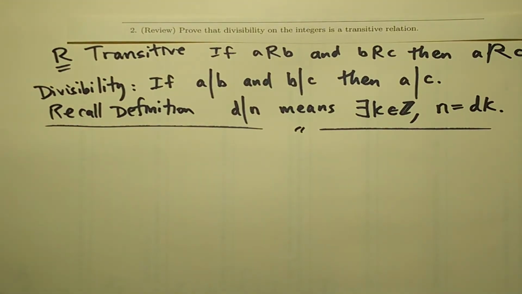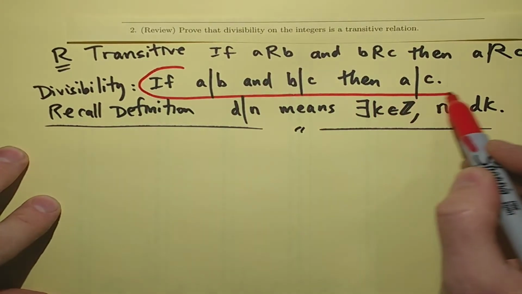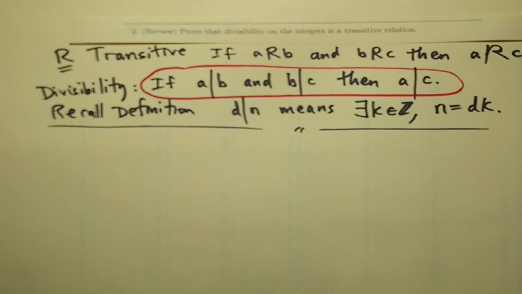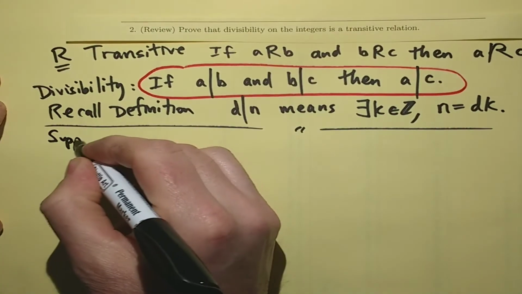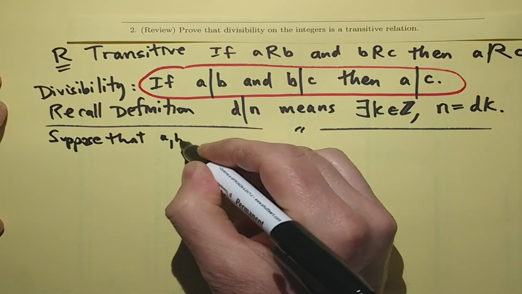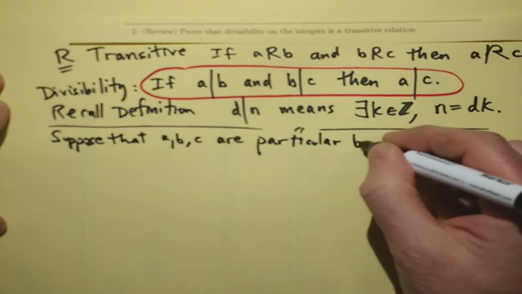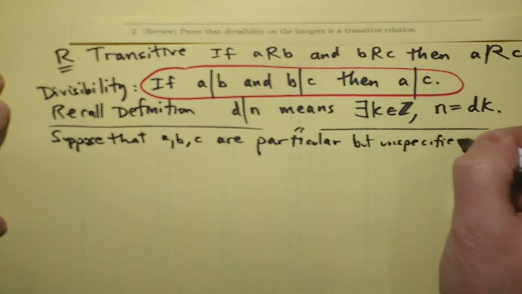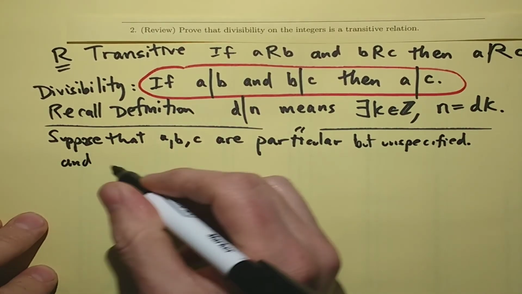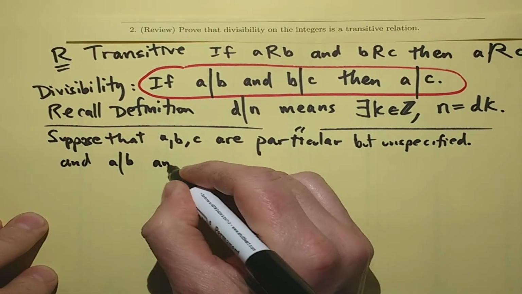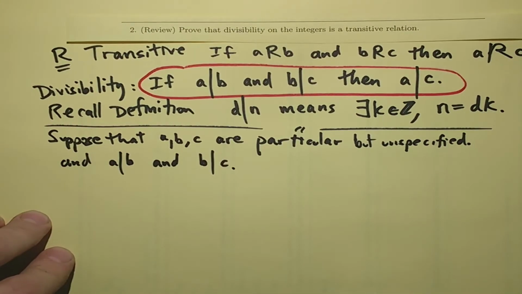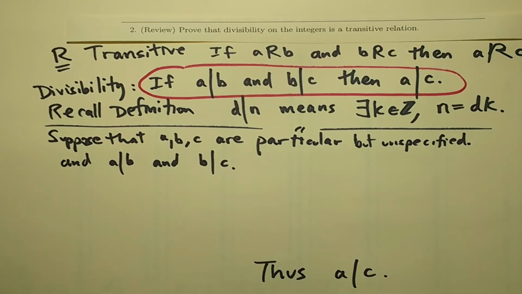So I think we're ready to prove divisibility. Notice that here's what we'd like to prove. It's an if-then statement. So to prove a universal conditional statement, we always start with this. Suppose that A, B, C are particular but unspecified numbers. That's a typical generic argument, and the hypothesis is that A is a divisor of B and B is a divisor of C. And from that, what we'd like to conclude is that thus A is a divisor of C. So here's the hypothesis, here's the desired conclusion, and we just have to connect those with an argument.